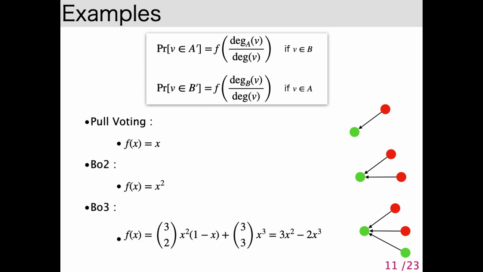Best of 3 is a functional voting with respect to 3x squared minus 2x cubed. In best of 3, a green vertex will become red if at least 2 of 3 random neighbors are red. So the opinion change probability can be written as a binomial distribution, and we obtain this function.